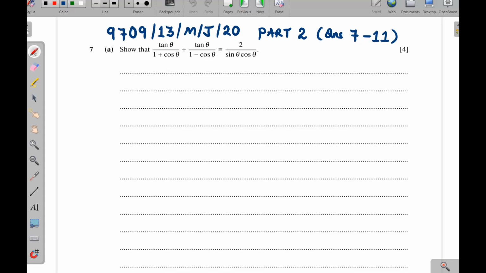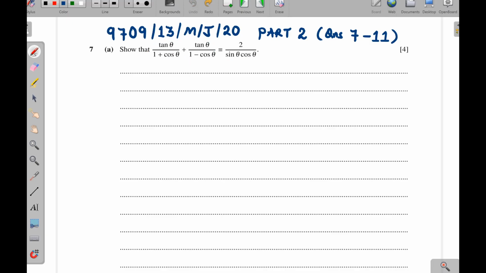Part 2, this is for questions 7 to 11. And number 7 is coming from trigonometry. We are supposed to show that this on the left hand side is equal to this. Okay, now we are going to use the left hand side to prove the right hand side.